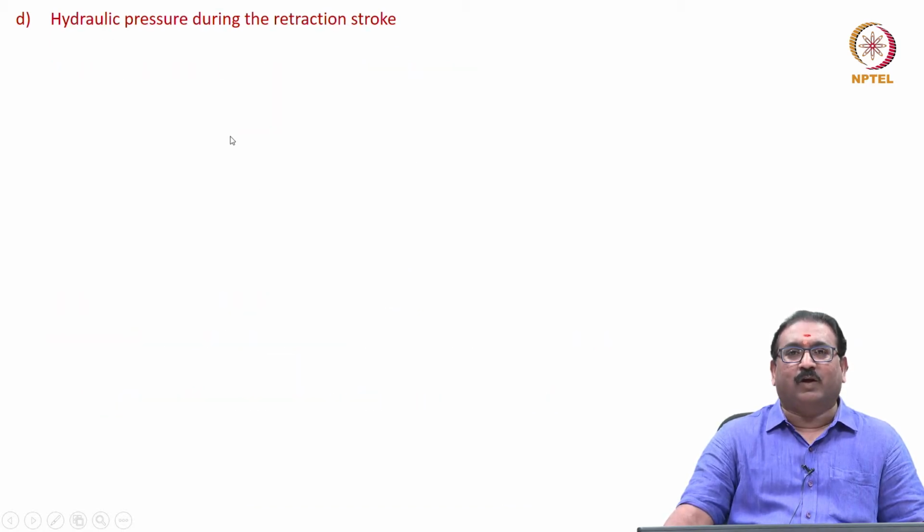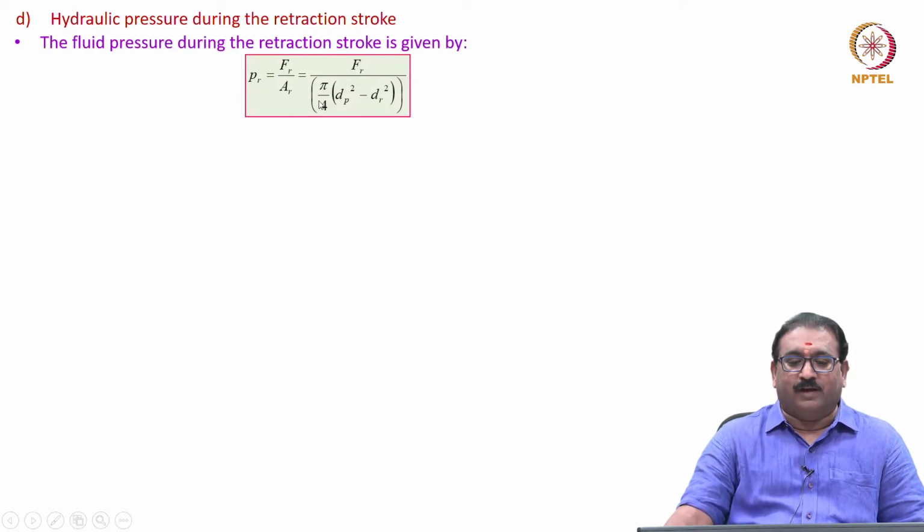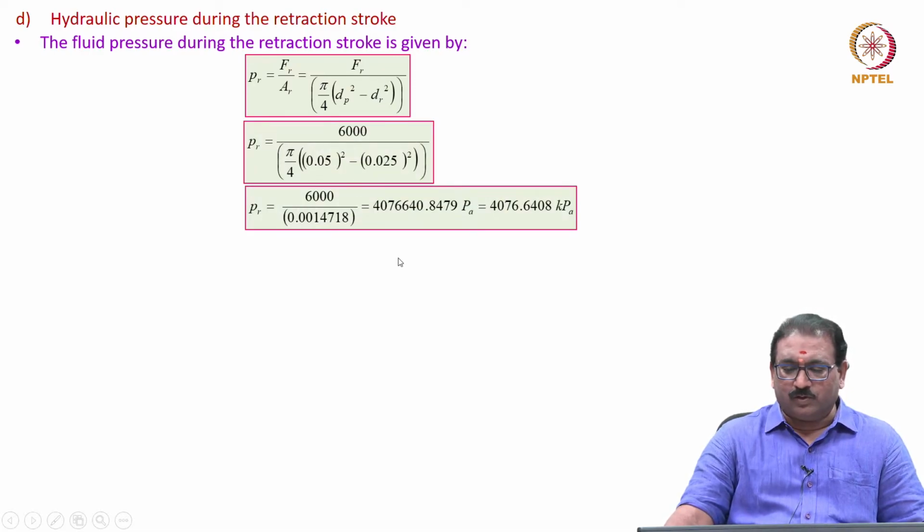Now similarly, we have to calculate all the parameters above for the retraction stroke, very quickly. Here please be careful, friends: the pressure at the retraction, pi by 4 (dP square minus dr square), the rod side area. Substitute all the values, you will get 4076.6408 kilopascal.